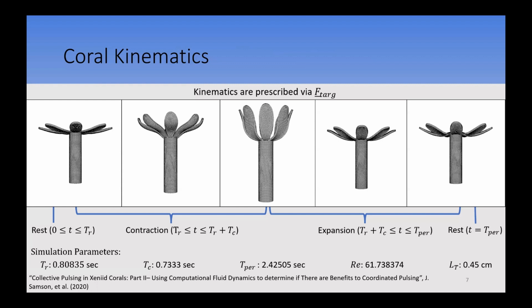And something else to note is that we're working in a Reynolds number of 61.7, where our Reynolds number is our ratio of inertial to viscous forces. The length of one tentacle here is 0.45 centimeters. So in total, the body of the coral is about 1 centimeter long. This does make it so right now we're working within the biologically relevant parameters for these actual corals.